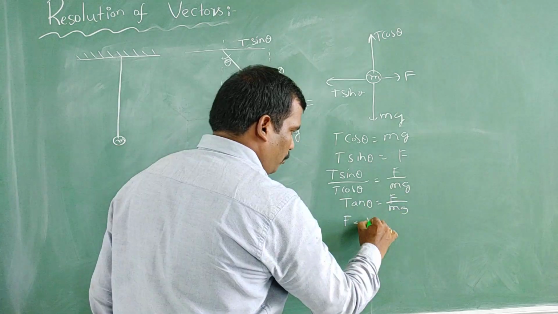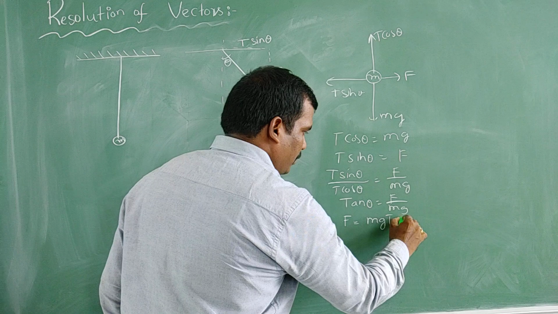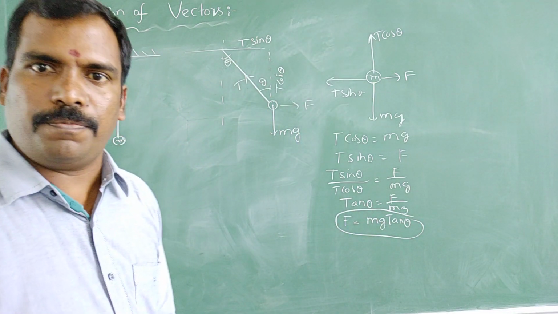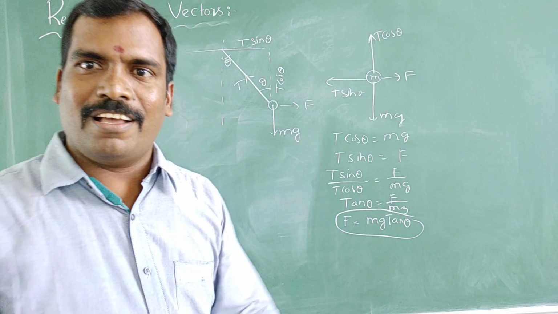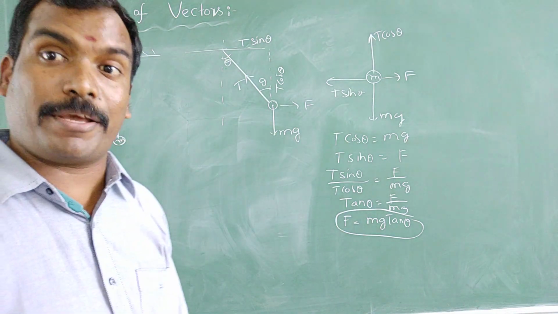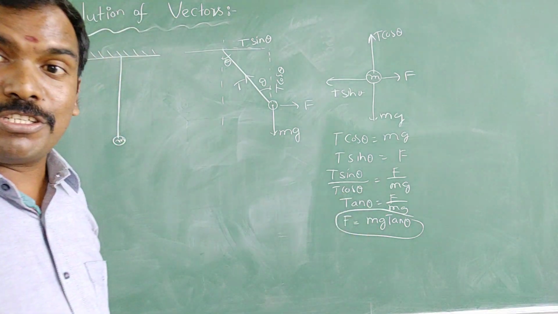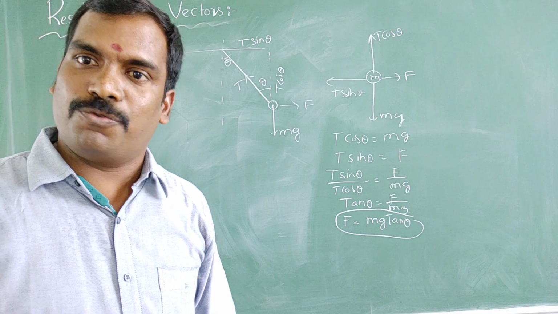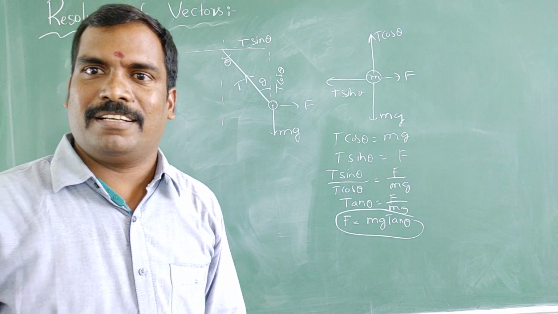Therefore F is equal to mg tan theta. See, to raise the pendulum this much height, how much force I needed: F is equal to mg tan theta. That is proportional to the angle here. How much height you want to raise, that much force we have to apply.